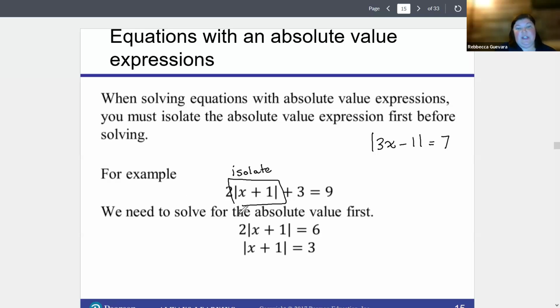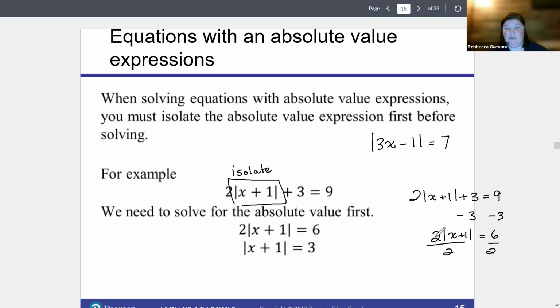So what we need to do is actually solve for the absolute value first. That means we're just going to take everything off of it and isolate it. So I'll write that again to the side here. I want that absolute value by itself, so we would do this just like if it was x. I want to get rid of this 3, so I subtract 3 from both sides. And then I have 2 absolute value of x plus 1 equals 6. Then I would divide both sides by the 2, so I get absolute value of x plus 1 equals 3.